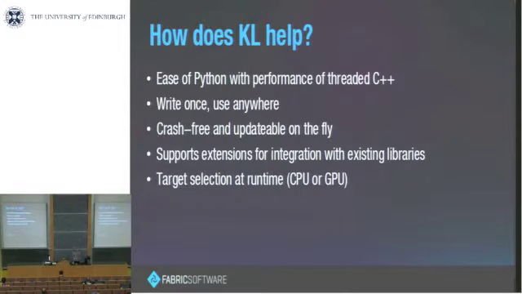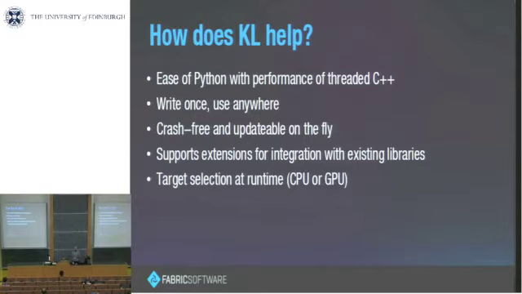Okay, so specifically, how does KL help here? The main thing KL aims to provide is the ease of Python with the performance of threaded C++. And when you go into a studio and say this, they say that can't be. But I think at an LLVM conference, you understand that we're just using LLVM in the background, we're running all the optimization passes on our IR, and we can effectively get the performance of threaded C++ code. We also have the benefit of, like I mentioned earlier, write once, use anywhere. So your KL code becomes portable from within existing applications or into standalone.